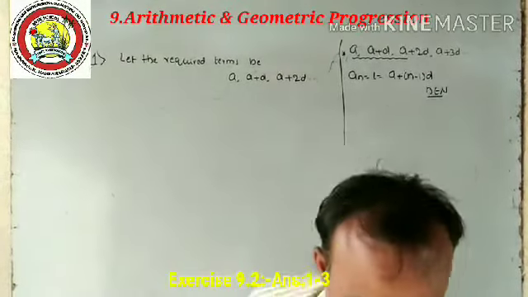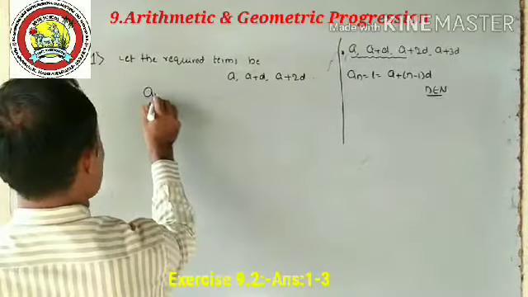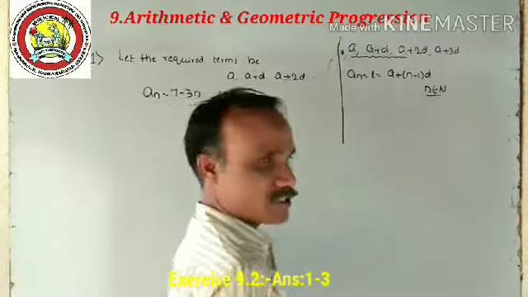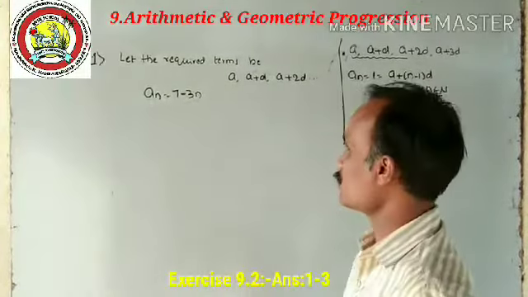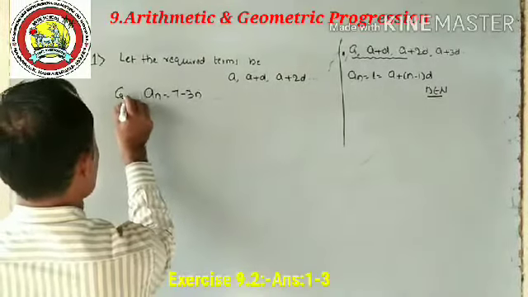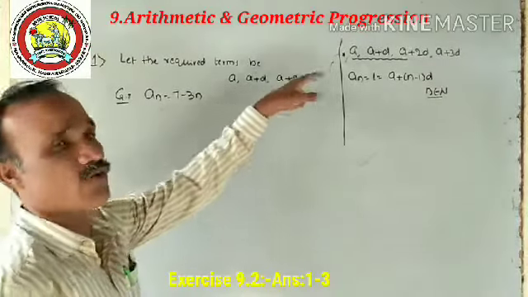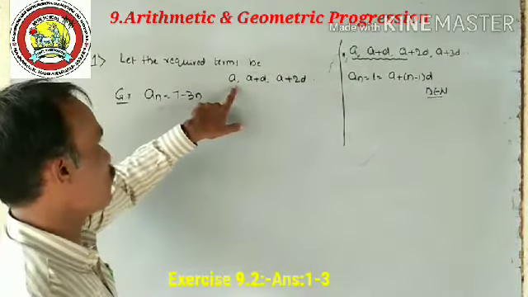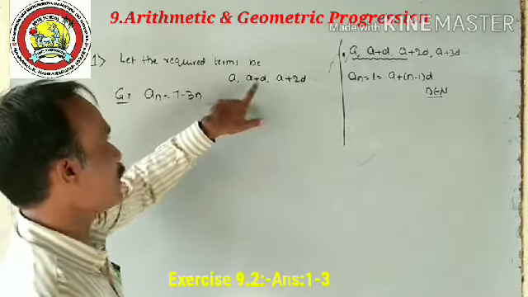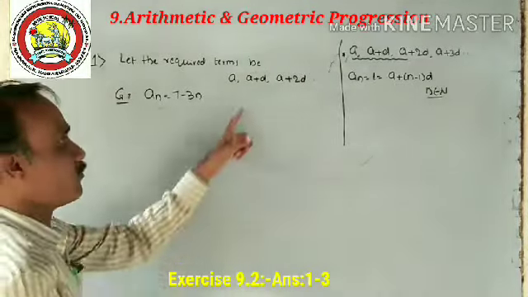So what is given here? The nth term is given: an is equal to 7 minus 3n. I told you, without a and without d, we cannot find any terms. First we need the first term and the common difference. If you know a and d, you can write any terms. So find the values of a and d first.